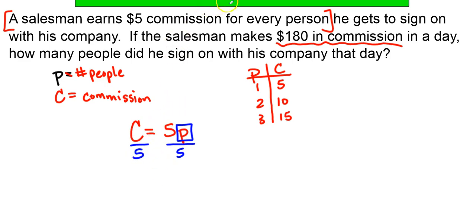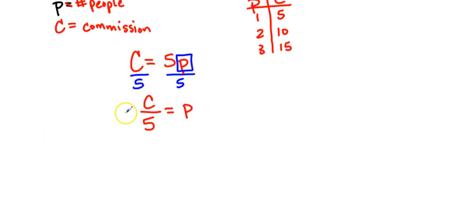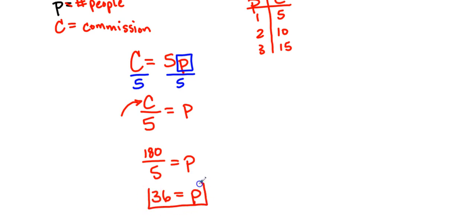And we now have this new equation where my total commission divided by 5 is going to tell me how many people I signed on. And that's exactly what we're asking: how many people did he sign on with his company that day? So we plug in, we know that he made $180, so we plug in 180 into C. So we get 180 divided by 5, tells me how many people. Go through and simplify this, and that is 36 people that he signed on in order to make $180.